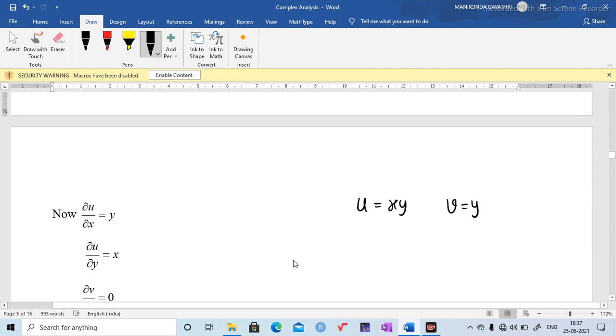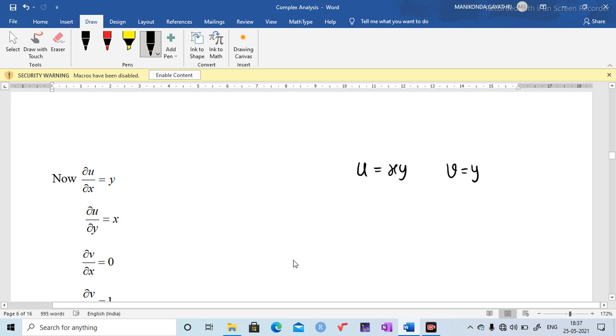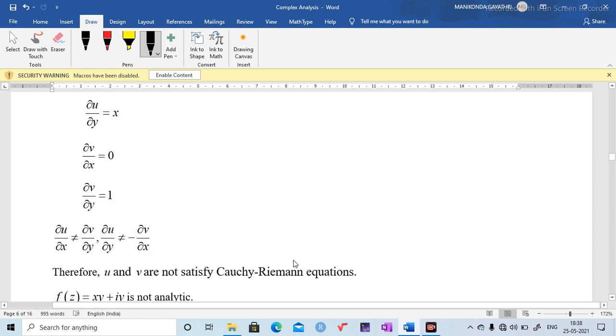So now I am going to do partial derivatives. Dou u by dou x means y constant, for x it is 1, so 1 into y is y. Dou u by dou y means x constant, for y it is 1, so x into 1 is x. Dou v by dou x: observe here no x terms, that's why 0. Dou v by dou y equal to 1 because the differentiation of y with respect to y is 1 only.